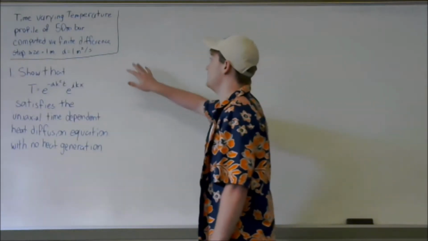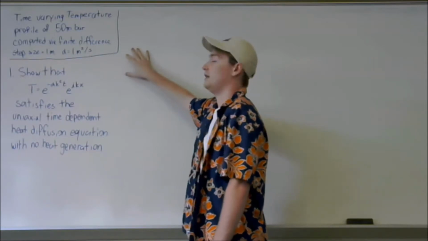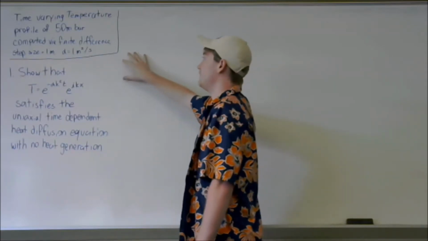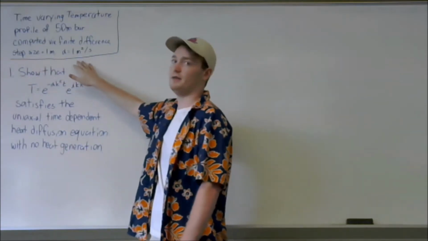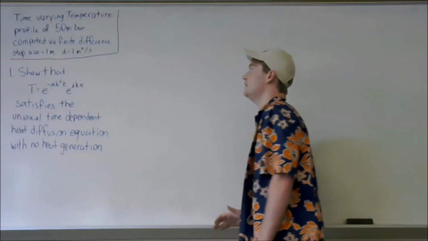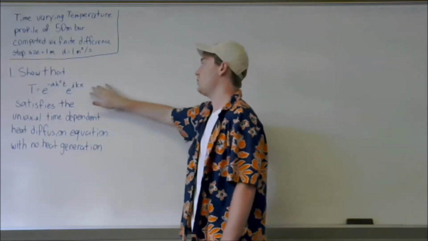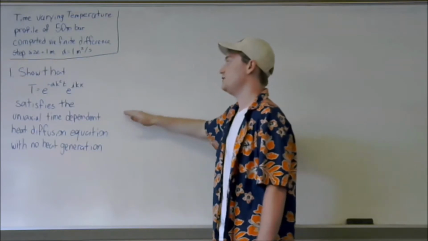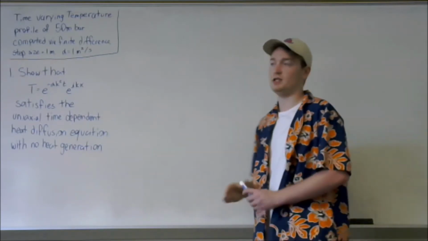The problem statement states that we want to compute the time-varying temperature profile of a 50-meter bar via finite difference with a step size of 1 meter and our diffusivity alpha as 1 meter squared per second. There's a lot of steps to that, this first one being we want to show that this equation here satisfies the uniaxial time-dependent heat diffusion equation with no heat generation.